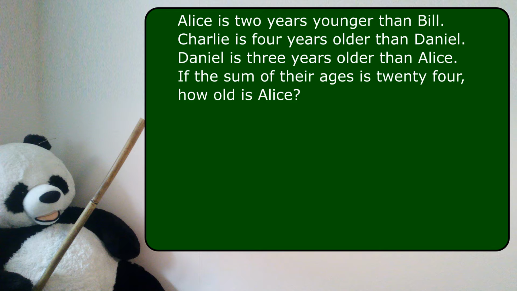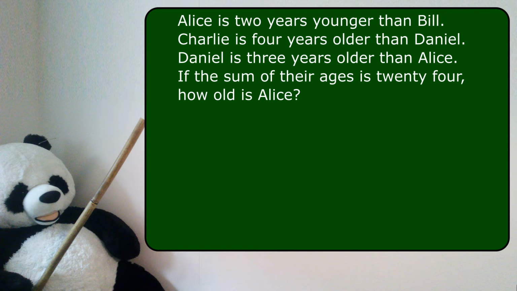Our question is, Alice is 2 years younger than Bill. Charlie is 4 years older than Daniel. Daniel is 3 years older than Alice. If the sum of their ages is 24, how old is Alice? There are several ways to go about figuring out the answer.